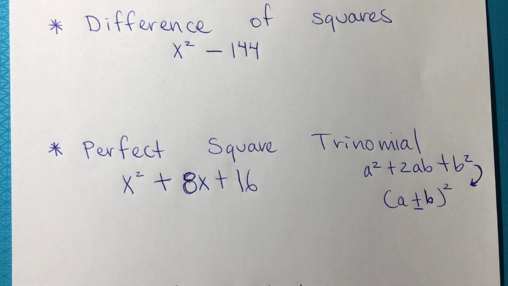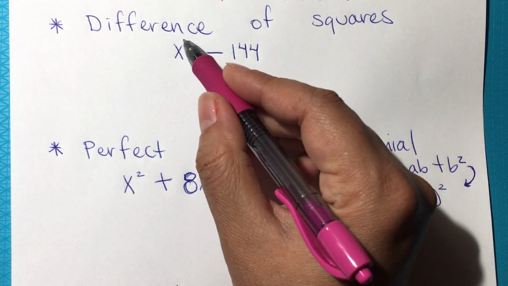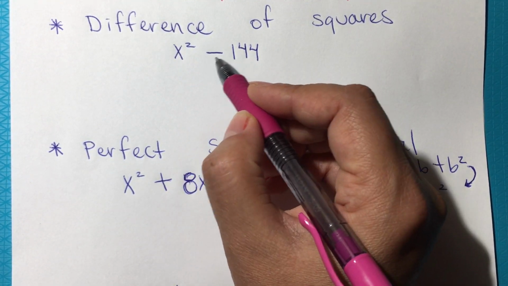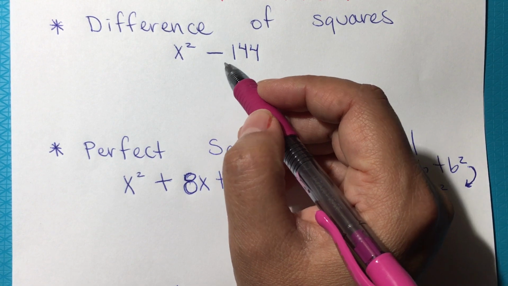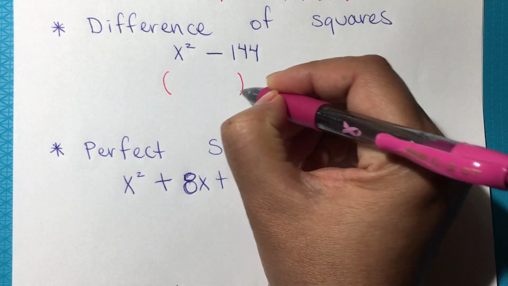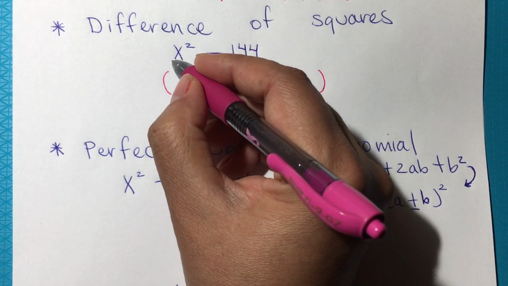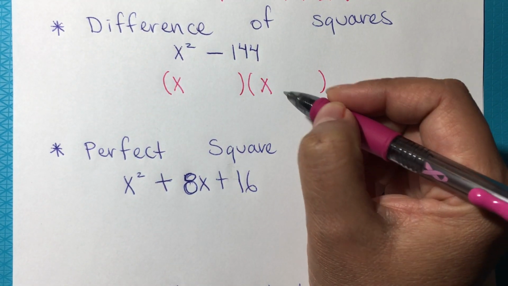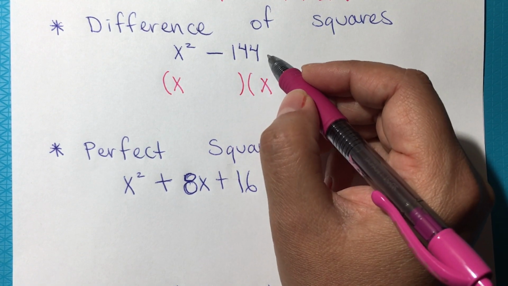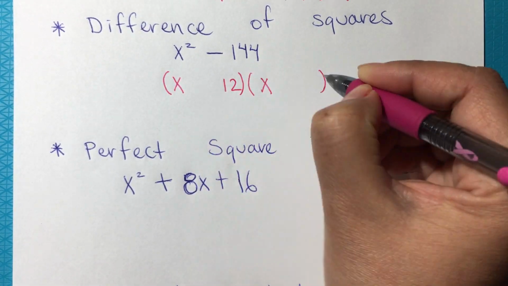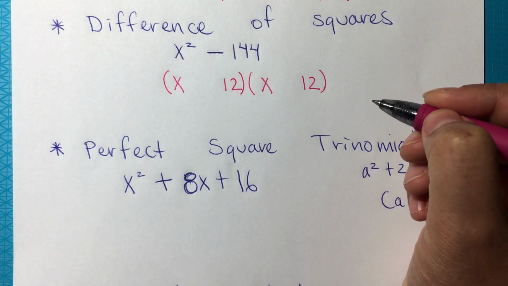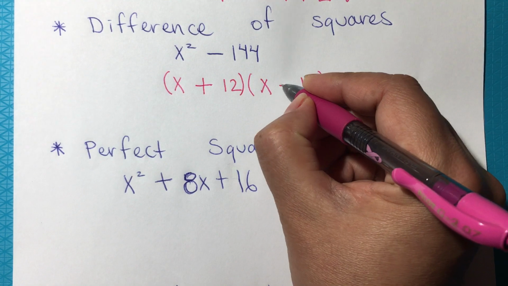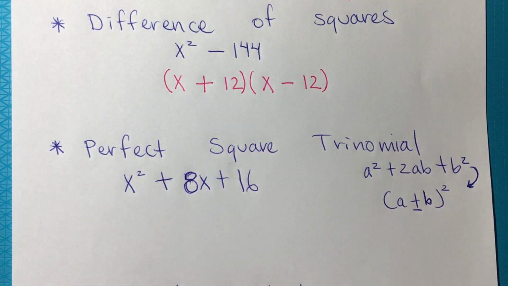For the next one, we have difference of squares. This is a perfect square. This is a perfect square with minus in the middle. Difference means subtraction. And when you have this, all you have to do is open two parentheses. You take the square root of x squared, and it's x, and put it in both parentheses. And then take the square root of 144, and that's going to be 12. Put it in both parentheses. And so that you don't have the middle term, you need one positive and one negative. And those will be your two factors.